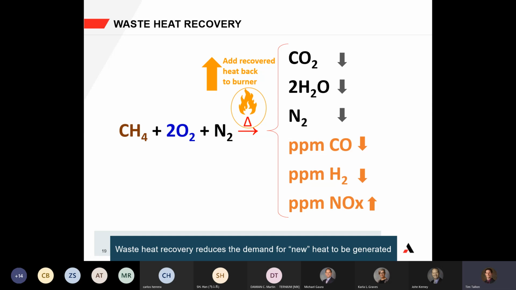So say you preheat your air, or you preheat your waste gas, depending on your process. By adding heat to the system, preheating one of your reactants for example, you actually reduce the amount of fuel needed to heat that respective amount of air or fuel or waste gas. As a result, that also has the effect of reducing your carbon dioxide emissions. So when I say add recovered heat back to the burner, that could be preheating the air, like I said.